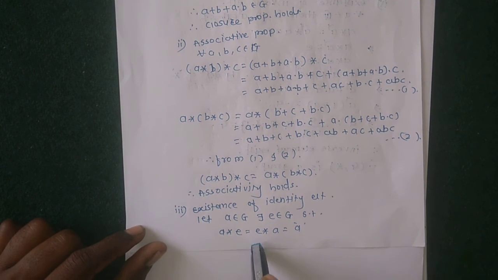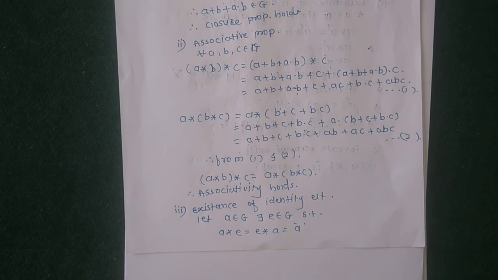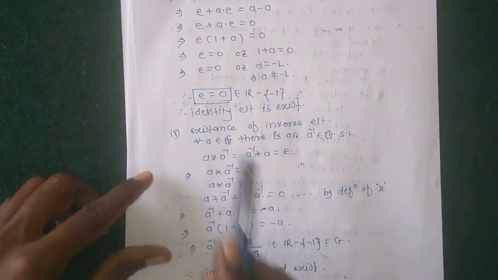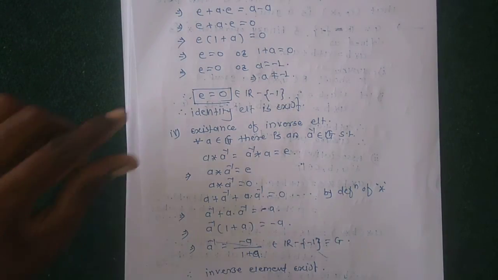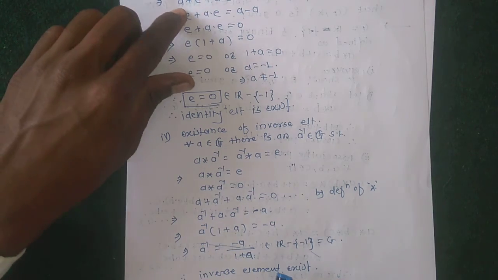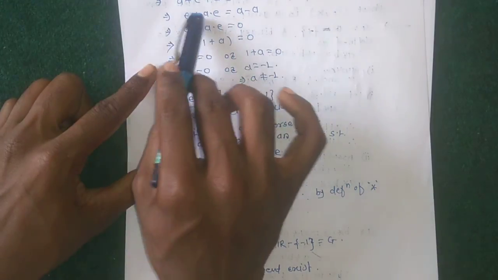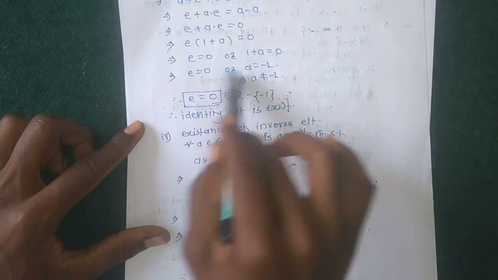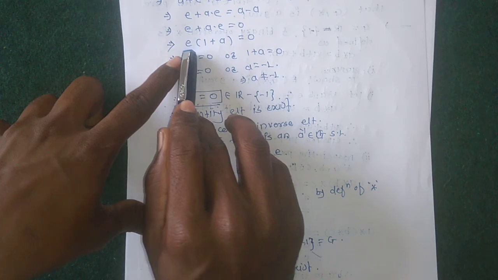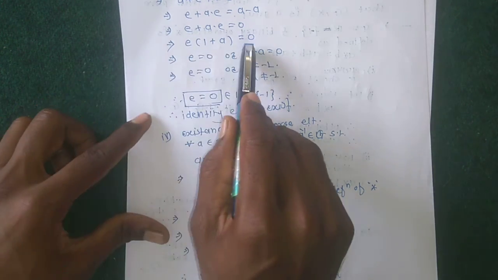Existence of an identity element means one of the elements exists in the given set G such that a star E equals a for all a belonging to G. When the star operation is defined here, we get the first element as it is, plus the second element, plus the product of first and second. Therefore a plus e plus a into e equals a, and rearranging this we get e into 1 plus a equals 0.